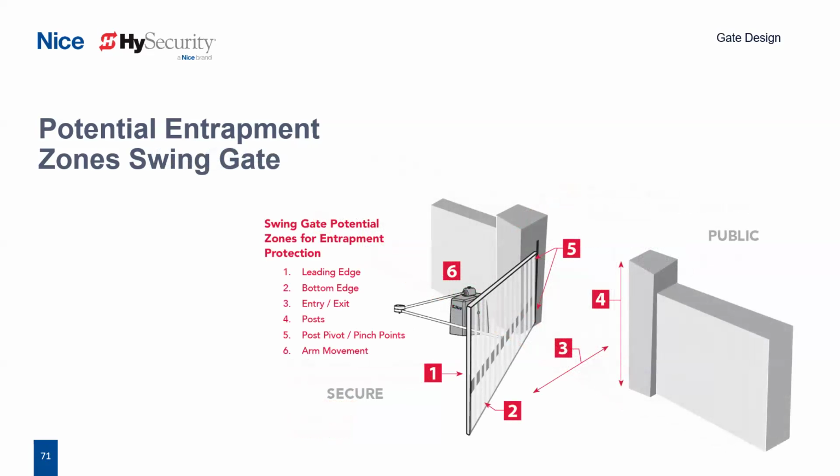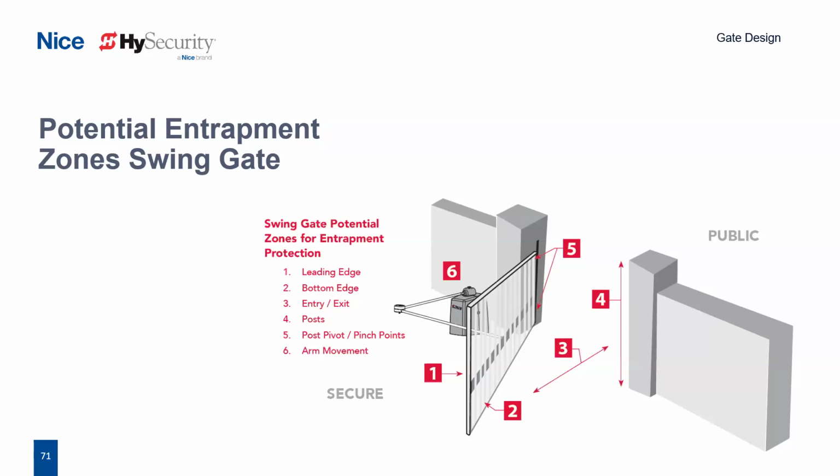For a swing gate, the safety standard says that wherever an entrapment area exists, you must protect or guard it. So number one is our leading edge of the gate as it opens and closes. Two is the bottom edge of the gate. The safety standard says that if the bottom of the gate becomes any more than 4 inches above grade, you must protect or guard that as well. 3 is our gate travel.